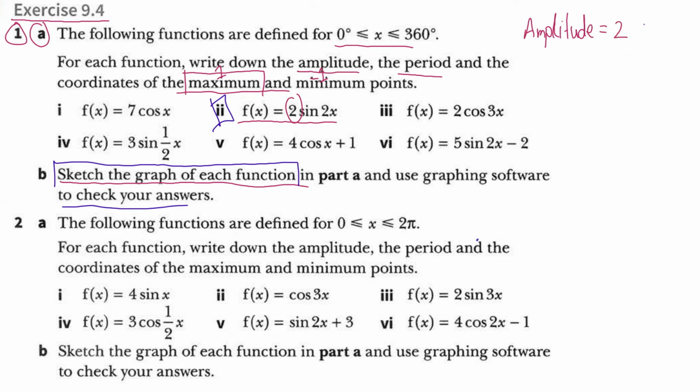Then go for the period. The second question is the period. The period is 360 divided by 2. This is the rule; the b value is 2 here. So the period is 180 degrees. It means we have to finish our cycle in 180 degrees. Let's move to the sketch now.